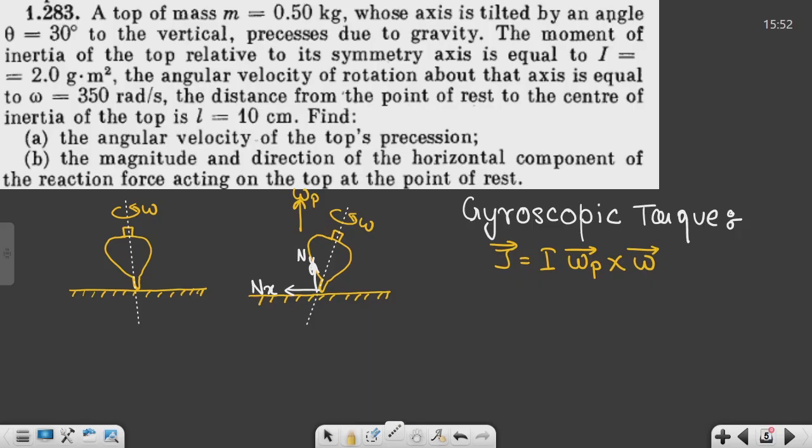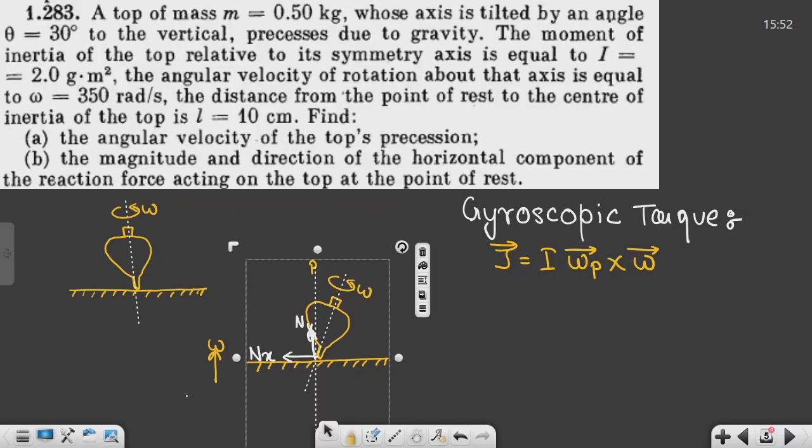So let me draw something. Let me draw an axis, and let me call this angular velocity of precession omega dash. Omega dash is out here. Let me bring this diagram a little bit down. Angular velocity of precession is out here, and we have to find the value of omega dash. The moment of inertia of the top is given, fair and fine.